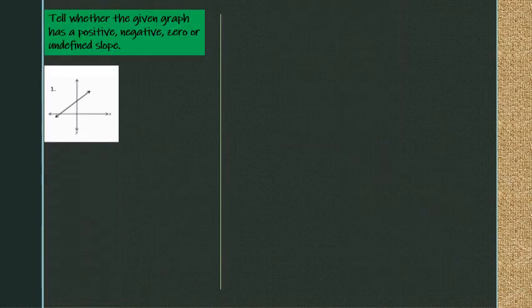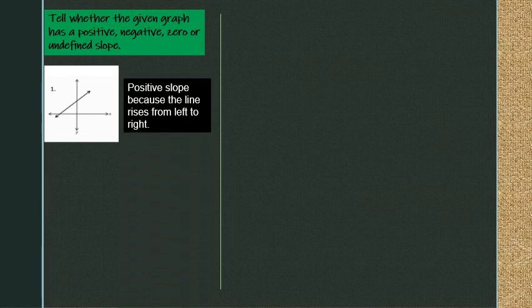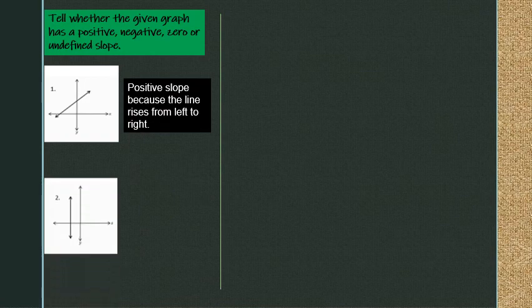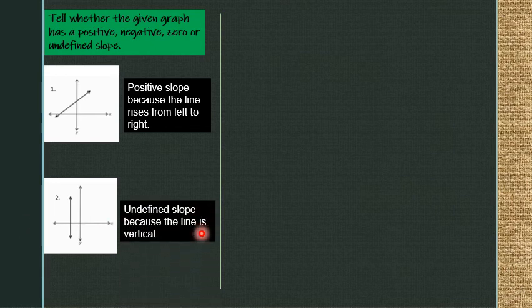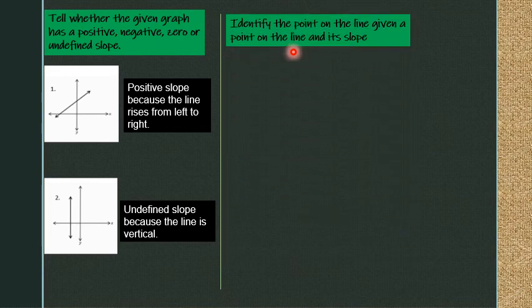Example: tell whether the given graph has positive, negative, 0, or undefined slope. For number 1, we have the line. This line rises from left to right. Therefore, if a line rises from left to right, that is a positive slope. For number 2, we have the vertical line, and the vertical line has an undefined slope.